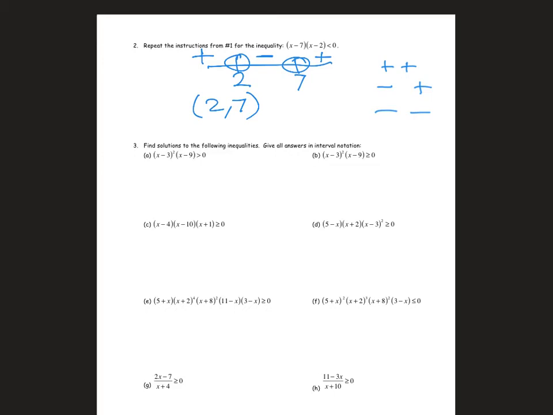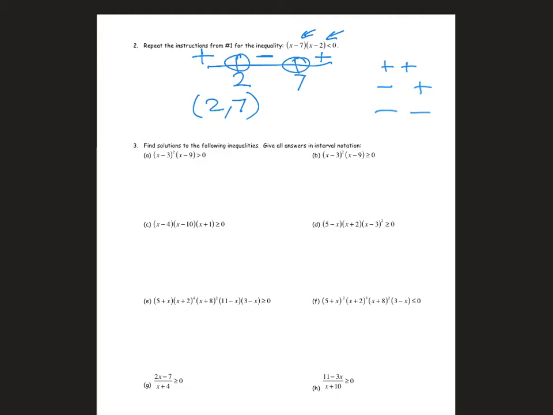So the interesting thing here is notice how, because each parenthesis was raised to the first degree, it meant it was always changing sign on either side of every value.